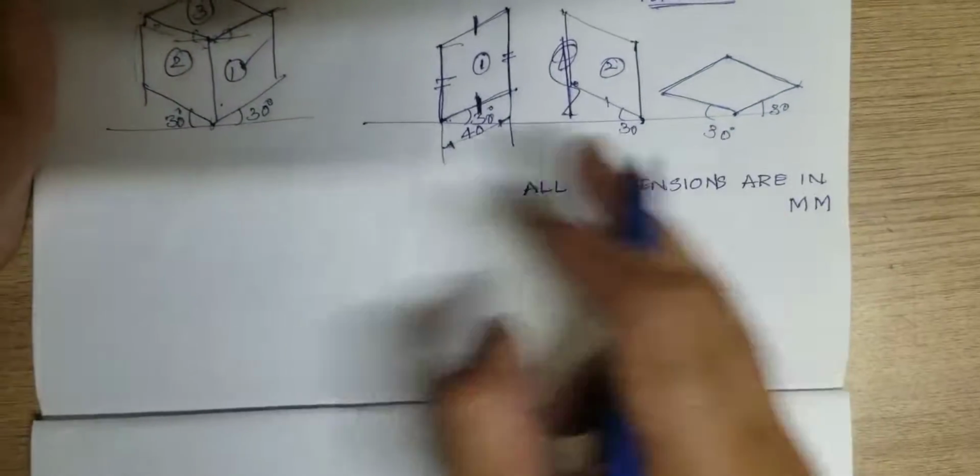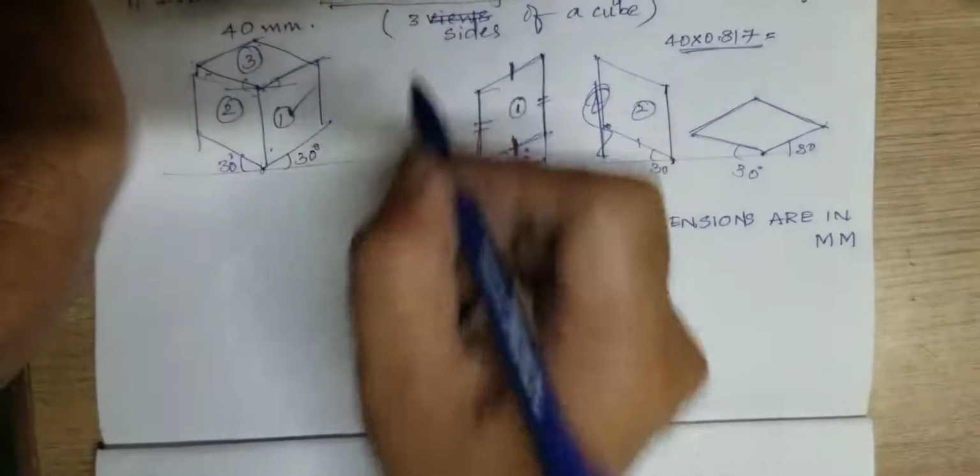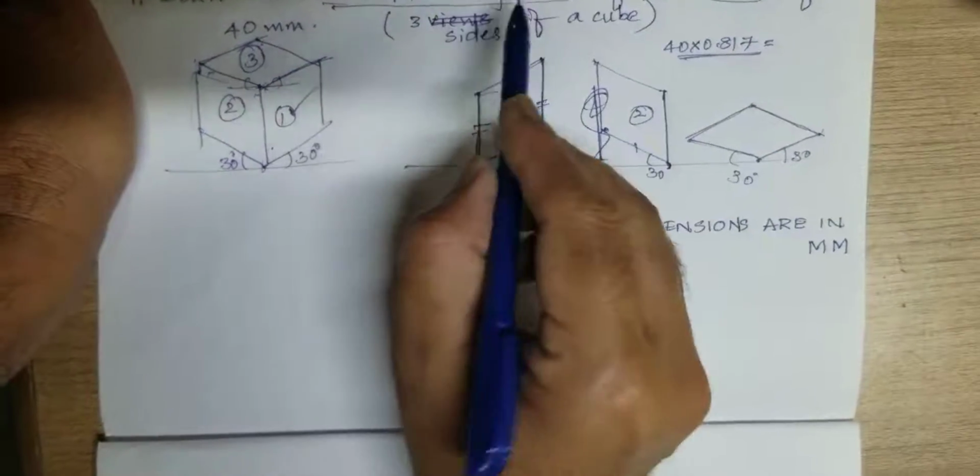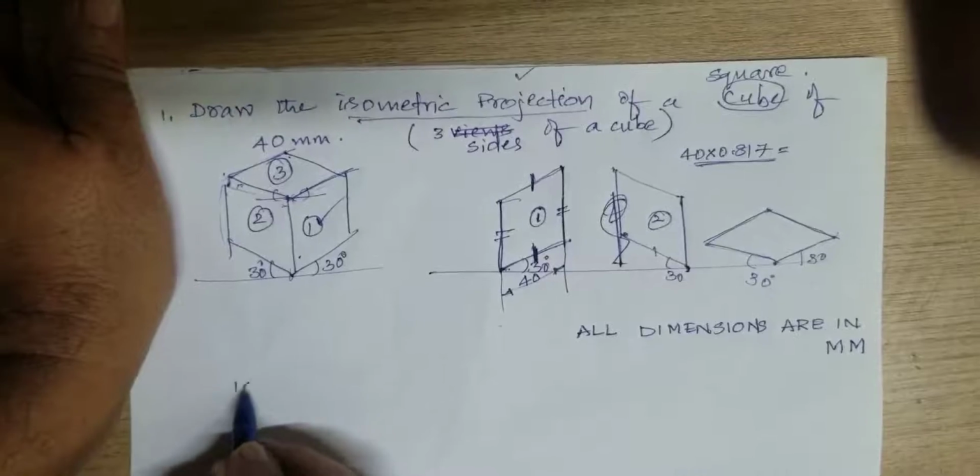This is the isometric projection of a square. Then let us say the same question is asking for an isometric view or drawing.